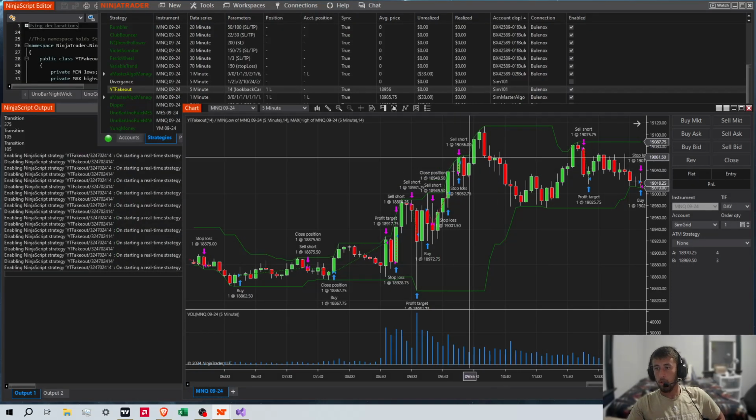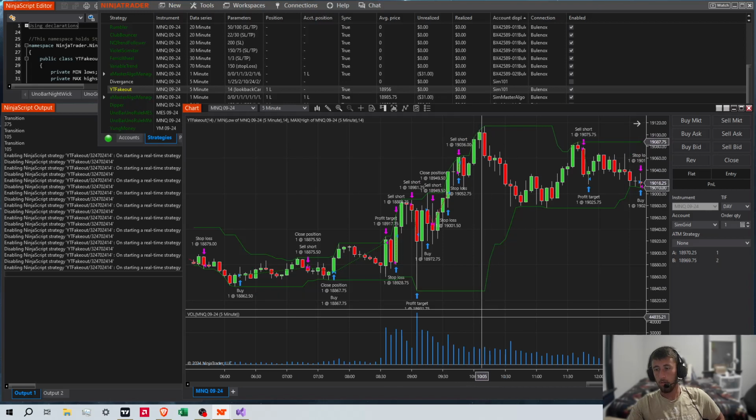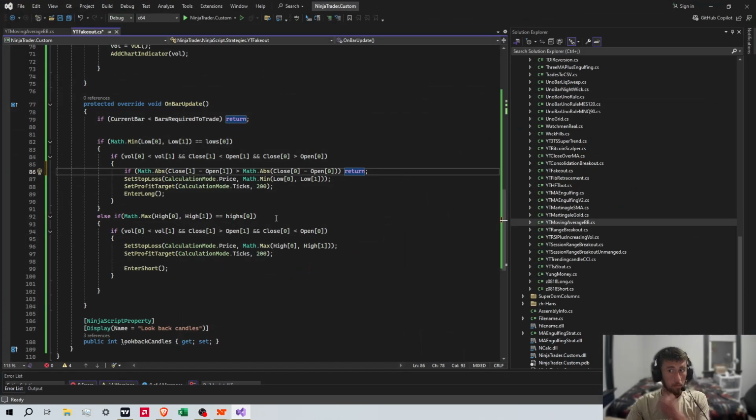So here would have been, this next candle would have been where we actually sell. We would have hit stop loss, but then here we should have sold again. Oh, if there was a volume divergence, which there wasn't.